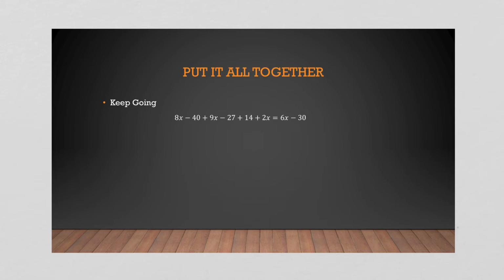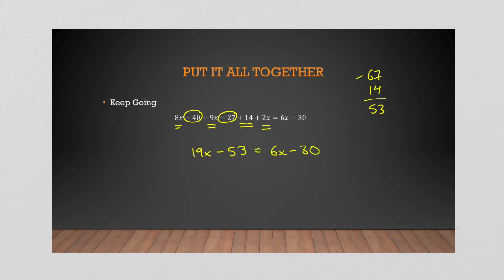Because now what we're doing is grouping our like terms. So I have 8x plus 9x plus 2x. Well, that's 19x. And then I have negative 40 minus 27 is negative 67. And then plus 14. So 67 minus 14 gives me 53, but that was negative, so it's negative 53. And that equals 6x minus 30.